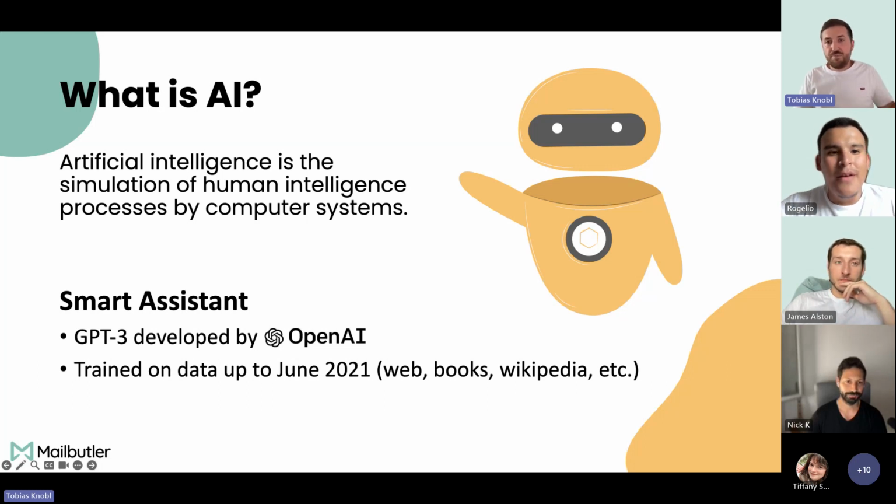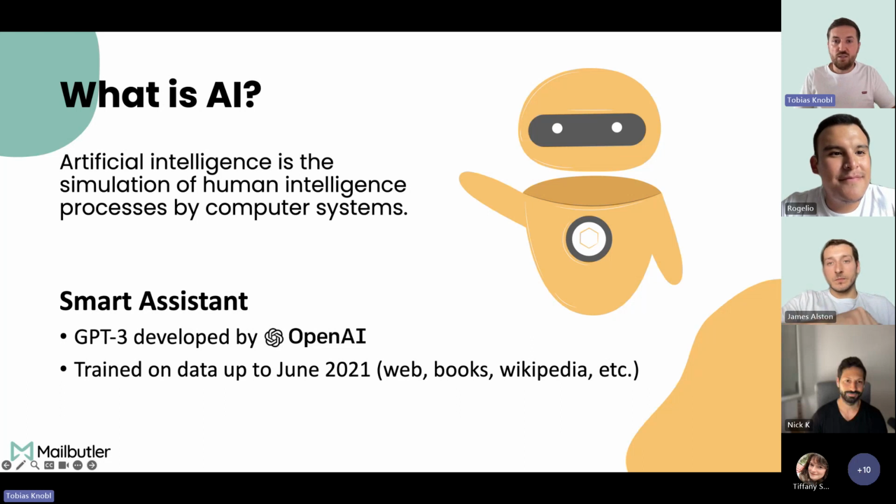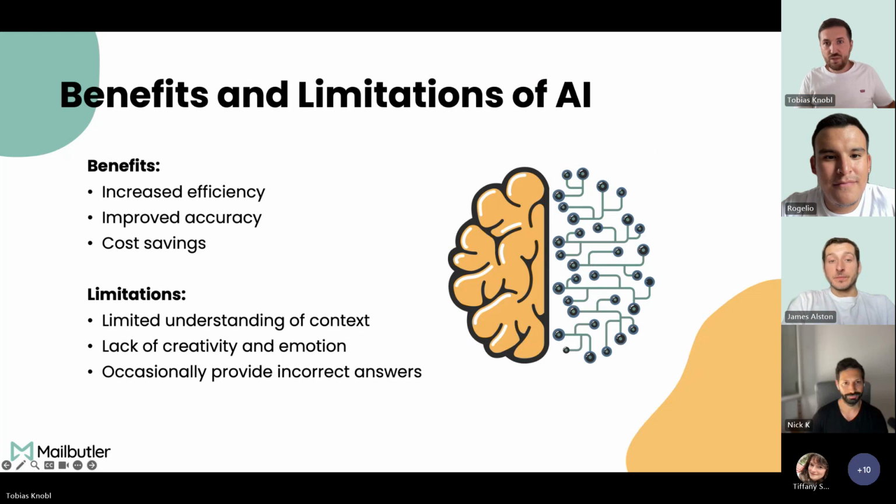Yeah, and this very powerful AI by OpenAI allows our smart assistant to understand the context of emails and to generate human-like email responses for you. And this powerful AI enables us even to develop all kinds of different inbox features, which we will show you later throughout the demo. But before we come to the demo, let's quickly talk about the benefits and limitations of artificial intelligence.